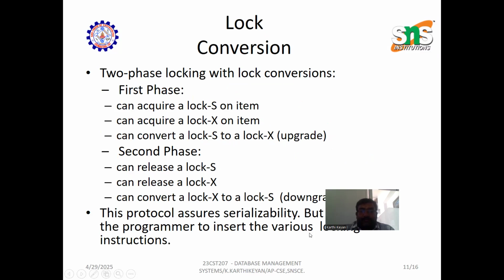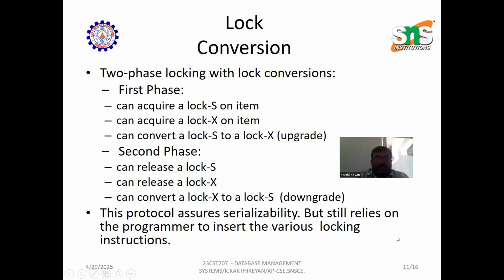Second, lock conversion: two-phase locking with lock conversion. The first phase can obtain a lock S on an item, can obtain a lock X on an item, and can convert lock S to lock X. This is called upgrade. The second phase can release lock S, can release lock X. So converting lock X to S is called the downgrade process.